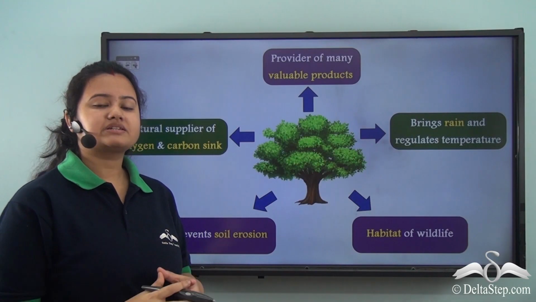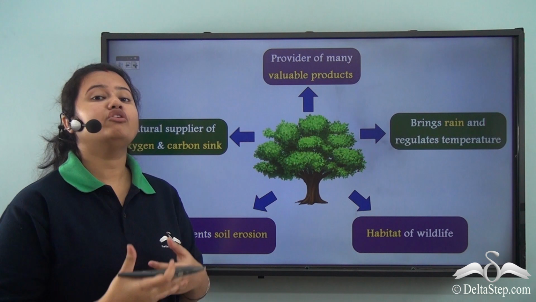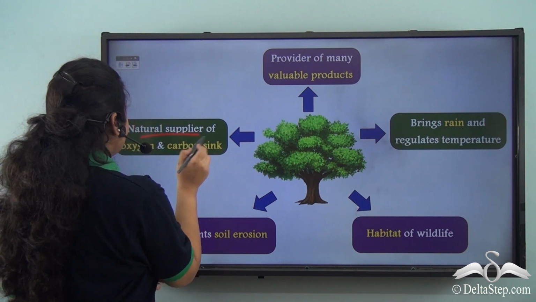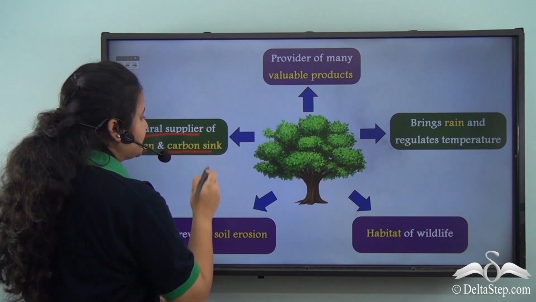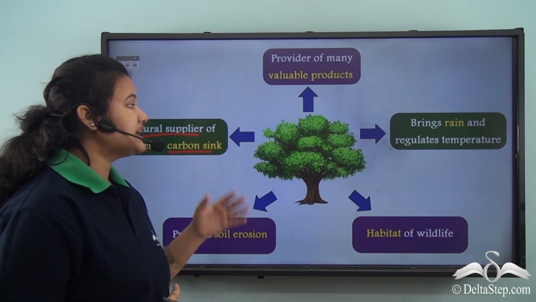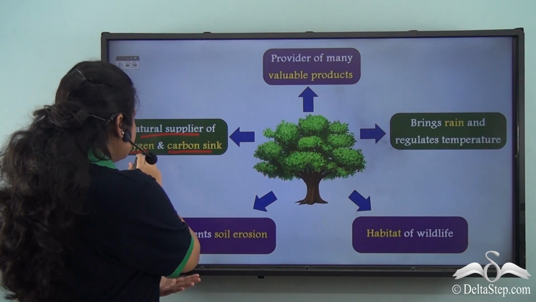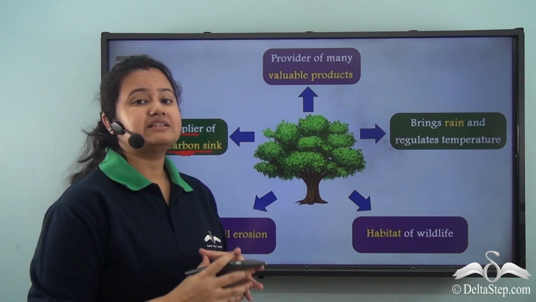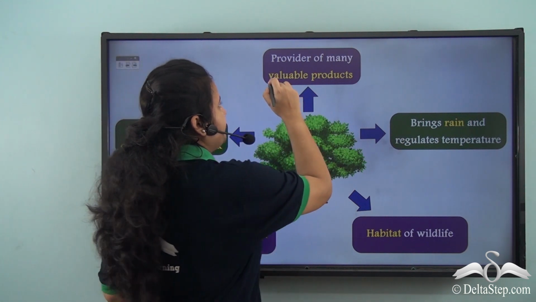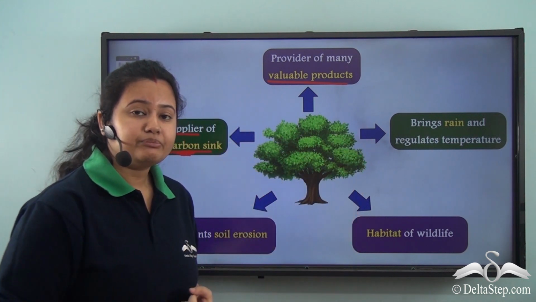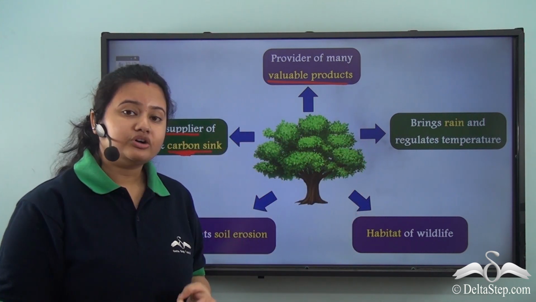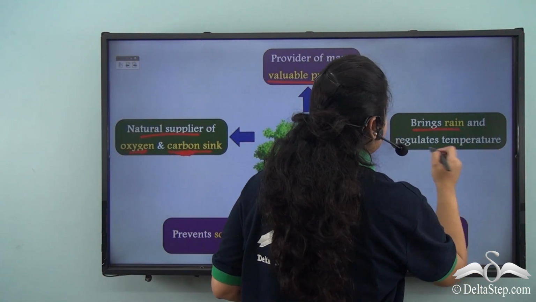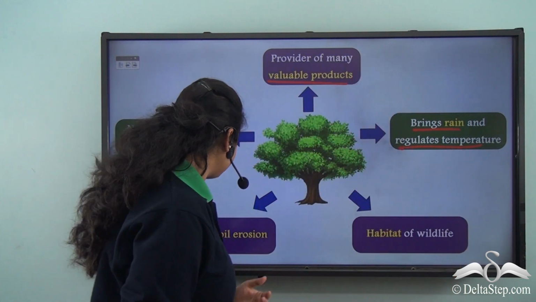So, till now we discussed various importance of forest or plants. Forest is the natural supplier of oxygen and it also acts as a carbon sink. That is, plants give off oxygen and absorb carbon dioxide gas. Also, plants provide us with a number of valuable products like timber, cotton, sugar, etc. Also, plants cause rain and help to regulate temperature.